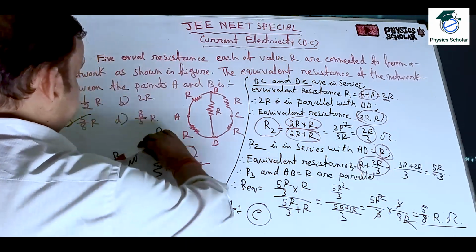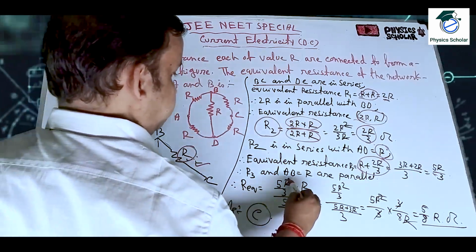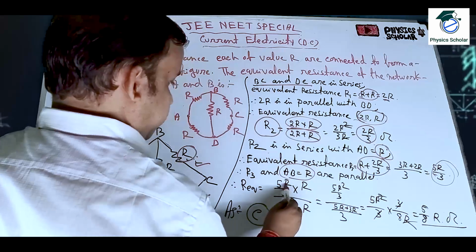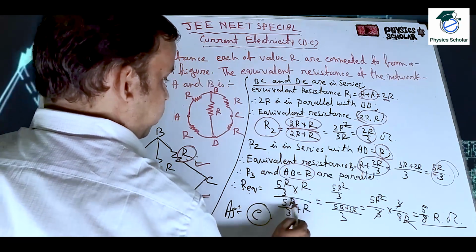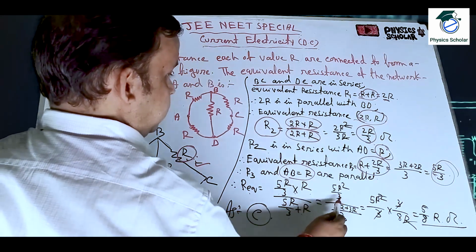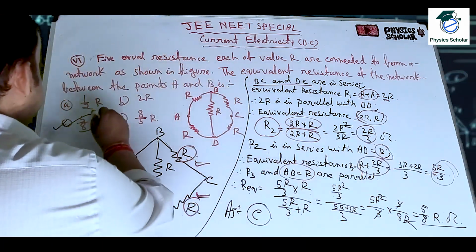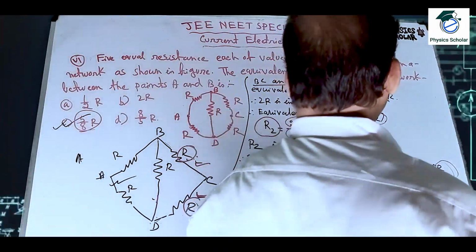Now this is in parallel with AB, which is equal to R, and this 5R by 3 is in parallel. So the equivalent is 5R by 3 into R divided by 5R by 3 plus R. After calculation, 5 by 8 R is coming. So 5 by 8 R means option number D. Clear? So this is our sum.